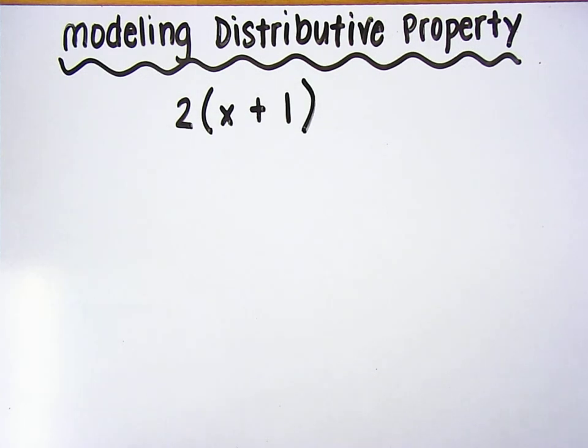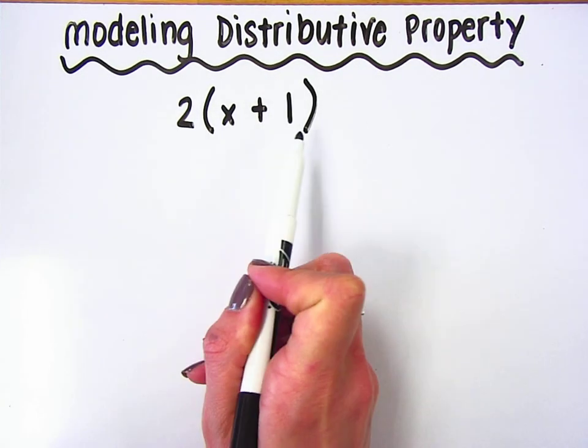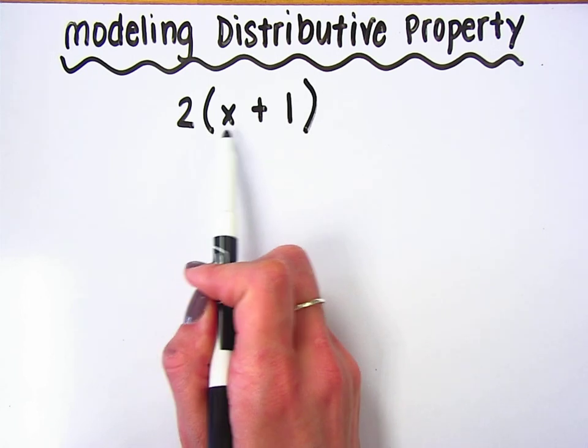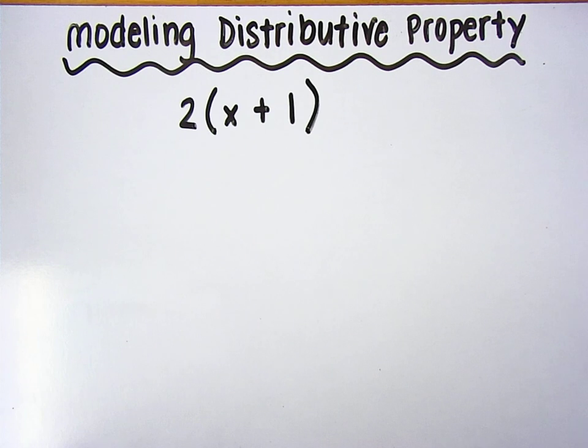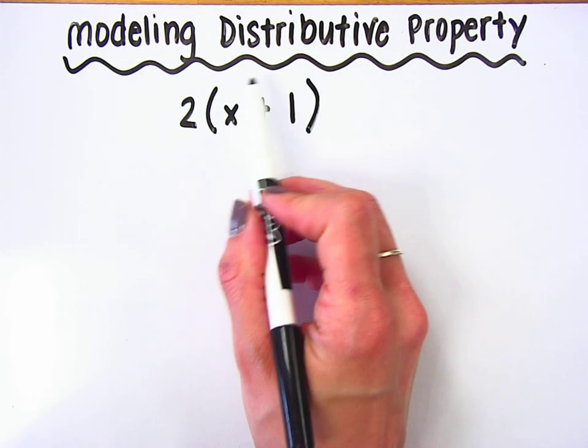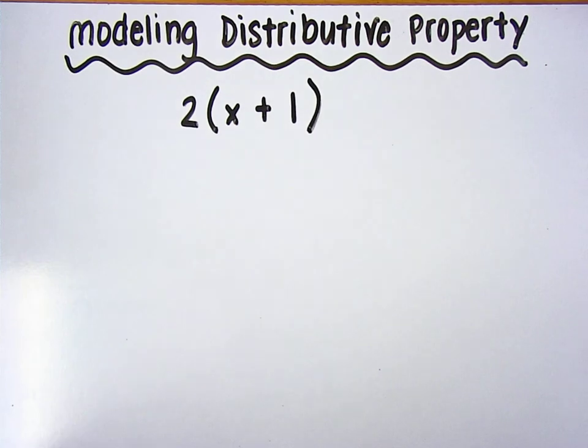Today we're going to take a look at modeling the distributive property and how we can use these models to help us simplify these expressions. The first expression we're going to look at is 2 times the quantity of x plus 1, or 2 times the sum of x plus 1. What this expression really means is that I'm going to find the sum of x plus 1 twice. We're going to represent this using both algebra tiles and repeated addition. So let's take a look at how that's going to look with our algebra tiles.